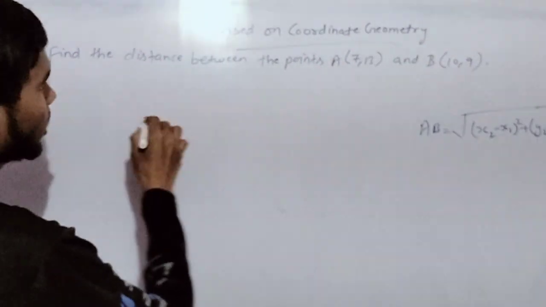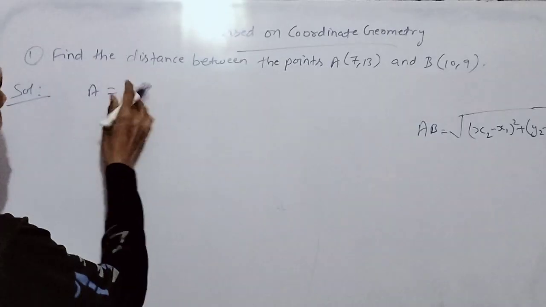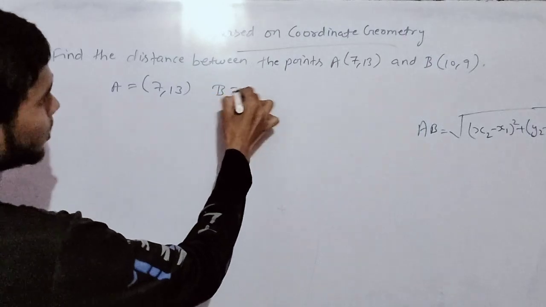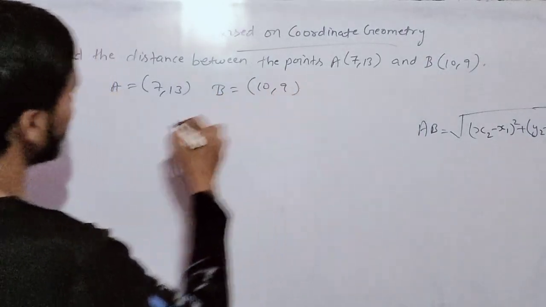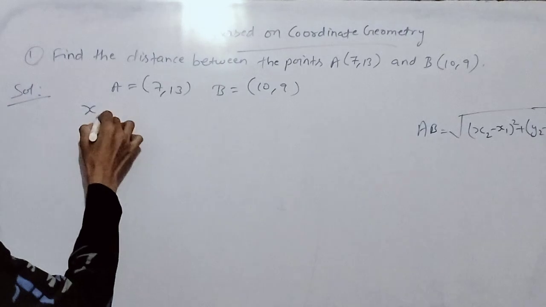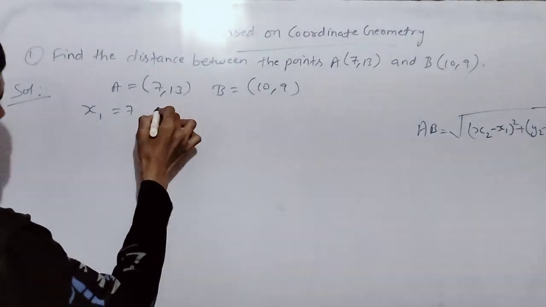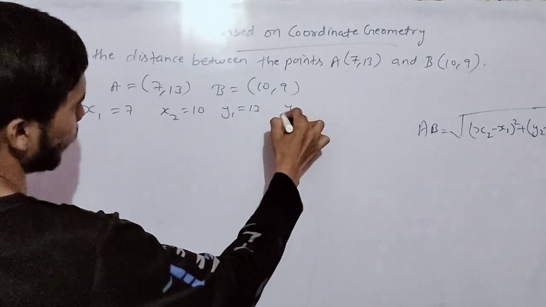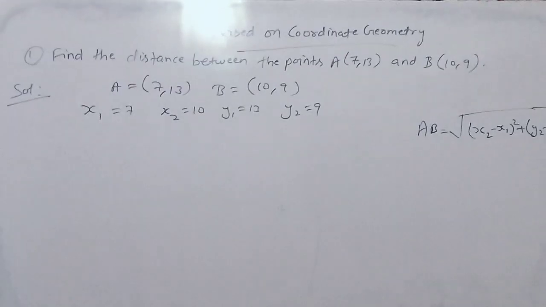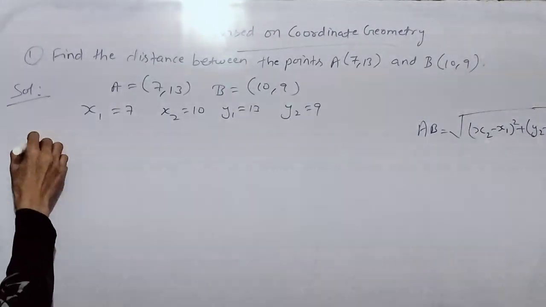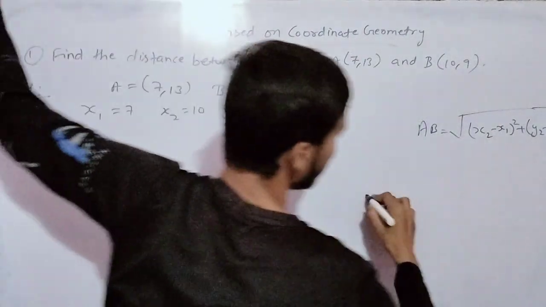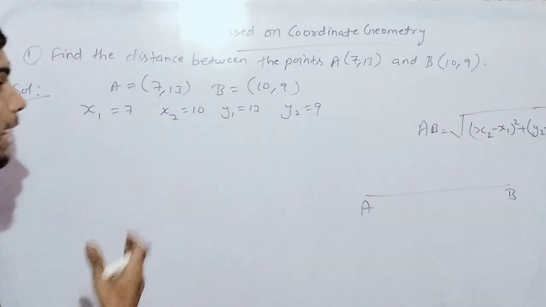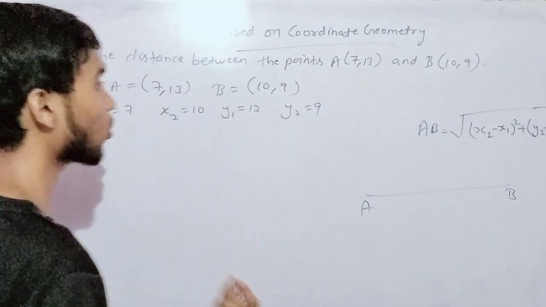As you know, the first coordinate A is 7, 13. B is 10, 9. Clear? Now we know x1 is 7, x2 is 10, y1 is 13, y2 is 9. Am I correct? Yes. The distance between this A and B, we have coordinates.